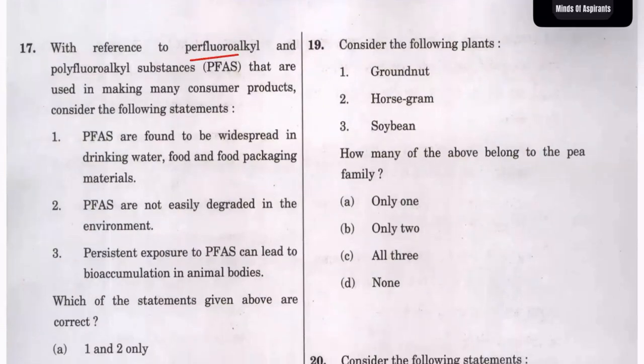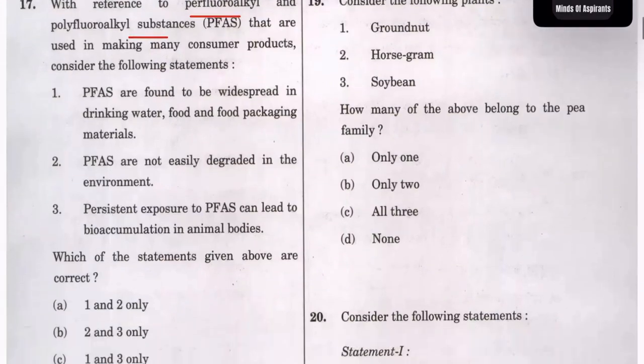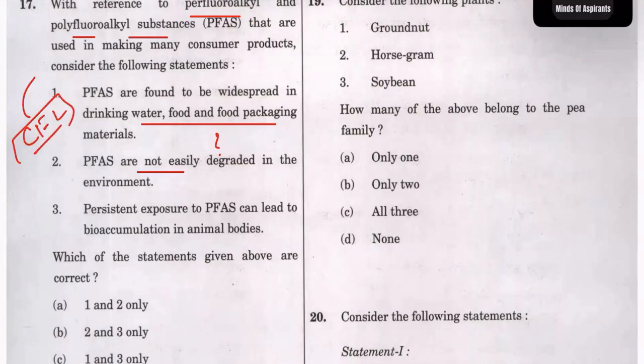Again, you see this: perfluoroalkyl substances and things. Whether it is used in water, food packaging material. Not easily degraded. Perfluoro, see, fluoro, it's something like chlorofluorocarbon, right? I do not know the chemical reactions and all, but it's something similar. So obviously it cannot be degraded that much. That is true. If it is not degraded, it is bioaccumulating.